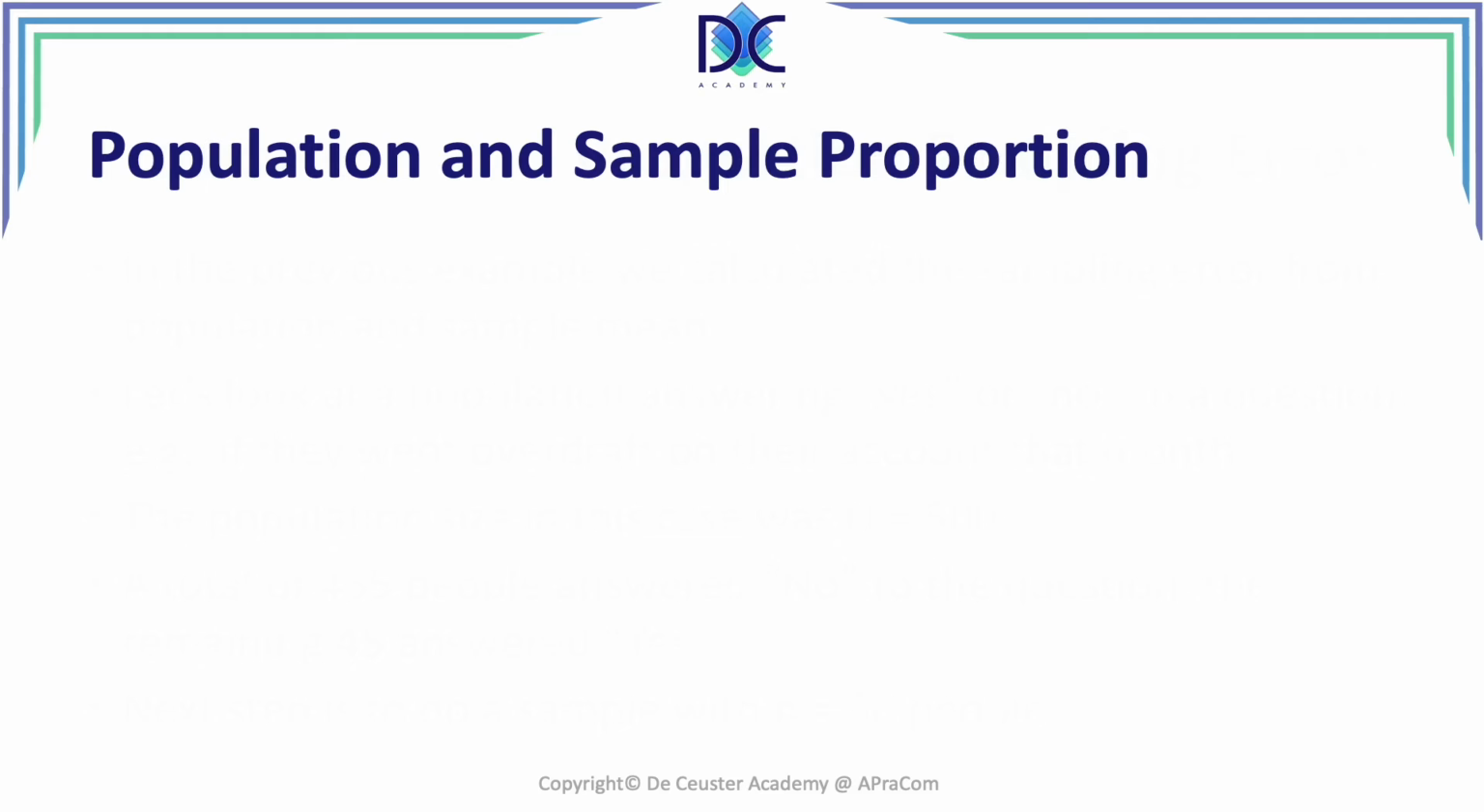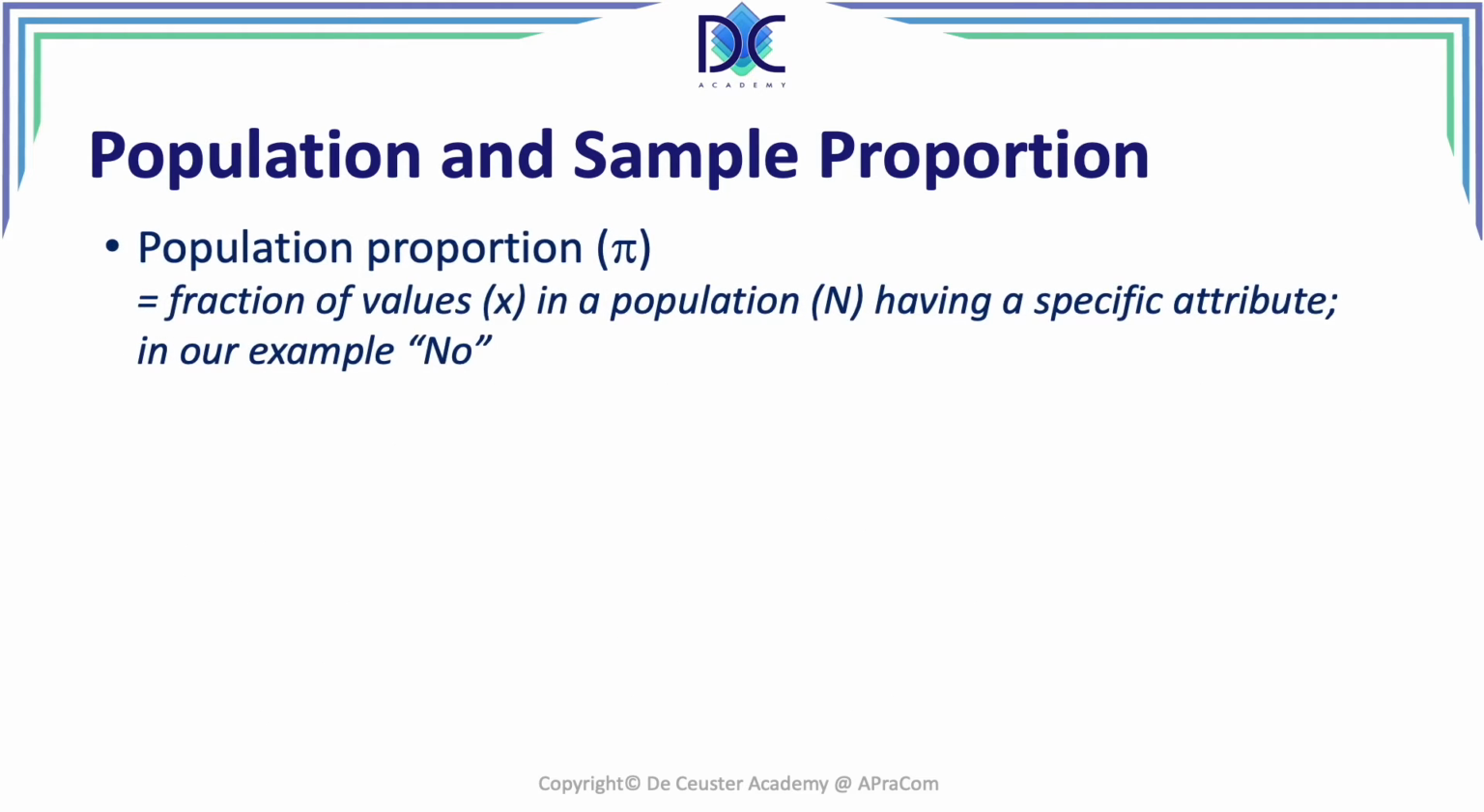The population proportion, which I call pi, is the fraction of values x in a population, capital N, having a specific attribute, in our example, no. So the population proportion here is x divided by N. In this case it is 455 divided by 500, which is 0.91, or 91% of the people did not have an overdraft on their account, and they answered no.